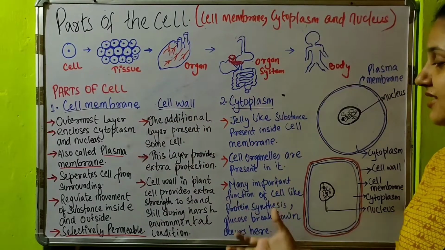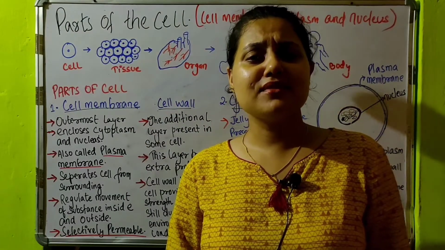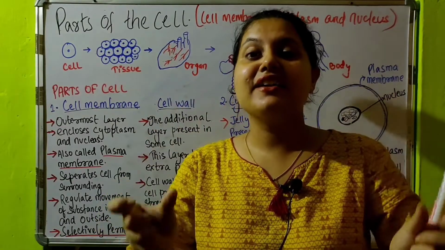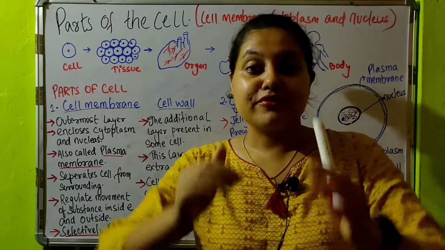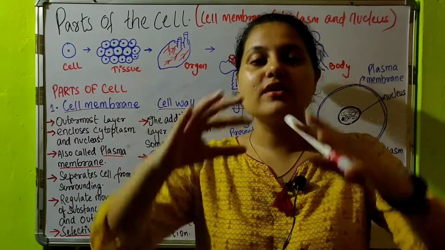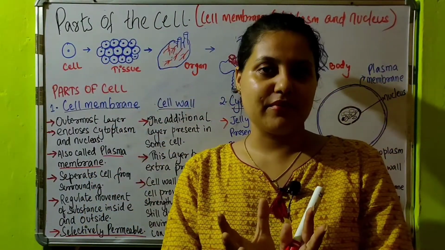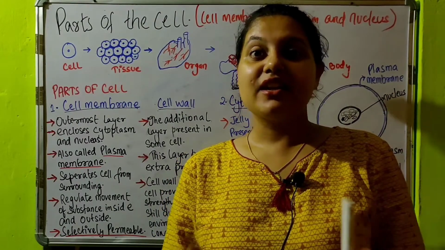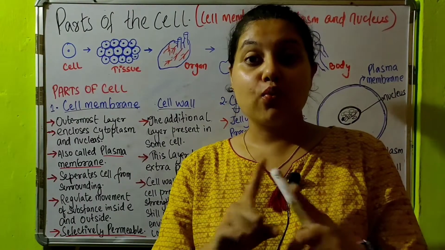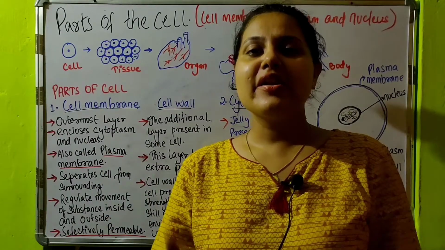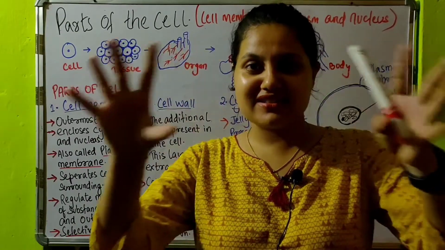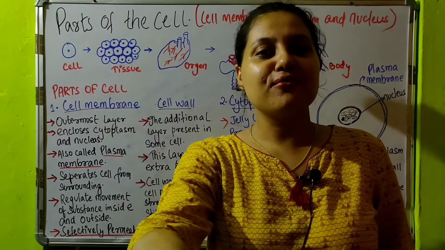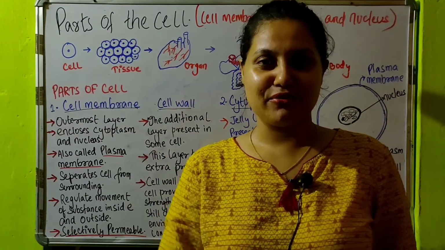Now coming to the next, cytoplasm. Cytoplasm is a jelly like substance which is present inside the cell membrane. That means which is enclosed or circled by cell membrane. You take the room of your house, and you take the wall of your house. The wall is the plasma membrane and the room, inside the room is the cytoplasm, and in the middle of room you have a bed, that is nucleus.